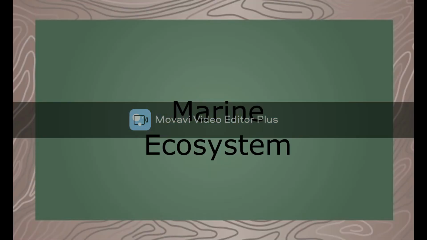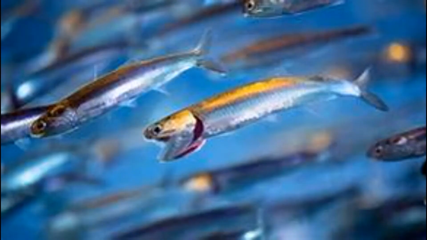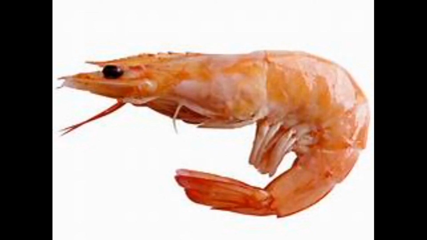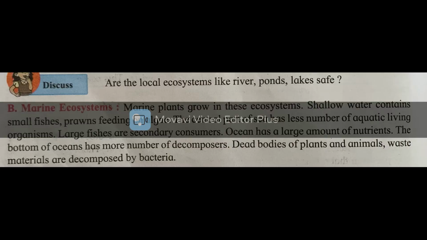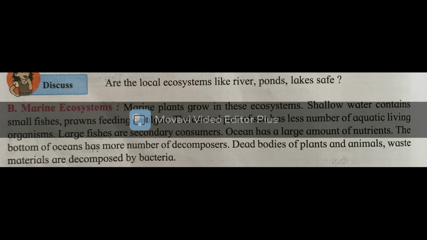Marine ecosystem. There are many plants in this ecosystem. Shallow water contains small fishes and prawns, feeding on algae. The central part of a sea has fewer aquatic living organisms. Large fishes are secondary consumers. Ocean has a large amount of nutrients. The bottom of the ocean has more decomposers, and dead bodies of plants and animals. Waste material is decomposed by bacteria.